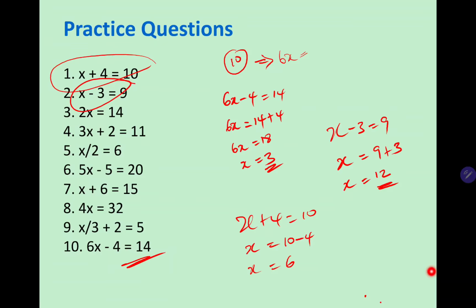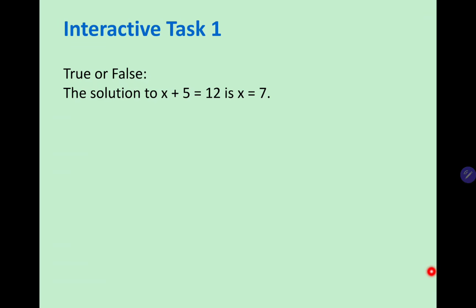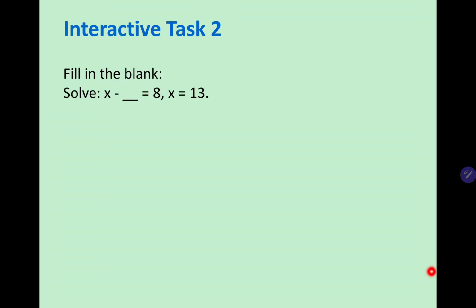All right, so we have our interactive task. This is a true or false question. The solution to x plus 5 is equal to 12. Is x equal to 7? Yes, no, true, false. Fill in the blank. So you are expected to solve for x. x minus what is equal to 8. Okay, and we say x is equal to 13.